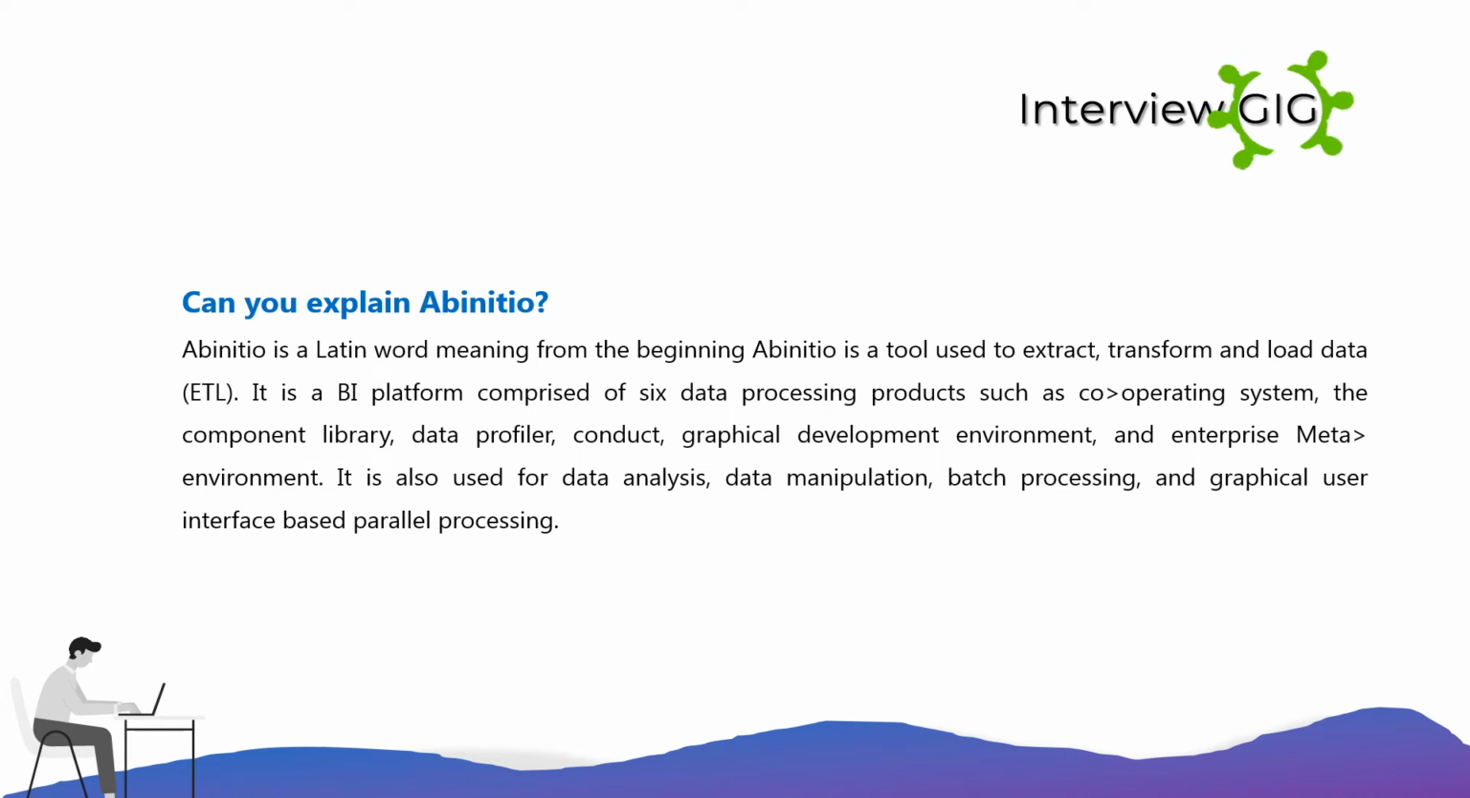Can you explain AbInitio? AbInitio is a Latin word meaning from the beginning. AbInitio is a tool used to extract, transform and load data, ETL. It is a BI platform comprised of 6 data processing products such as Cooperating System, the Component Library, Data Profiler, Conduct It, Graphical Development Environment, and Enterprise Meta Environment. It is also used for data analysis, data manipulation, batch processing, and graphical user interface-based parallel processing.